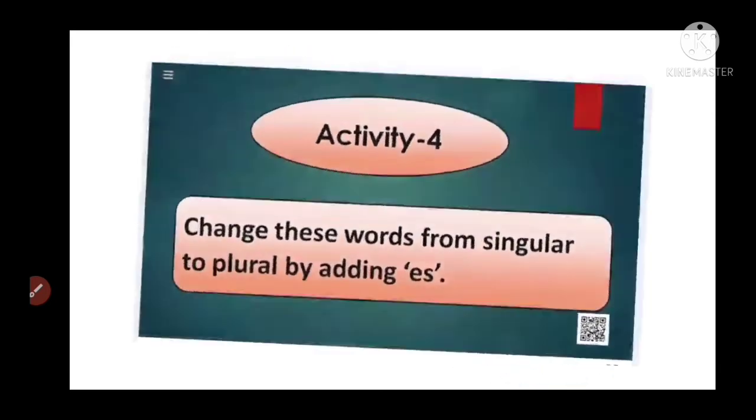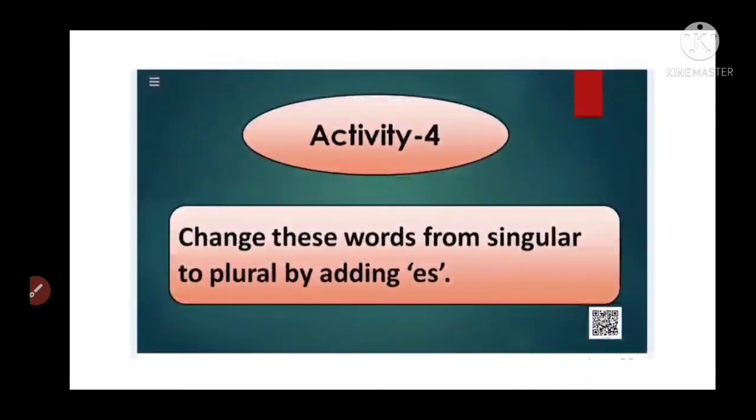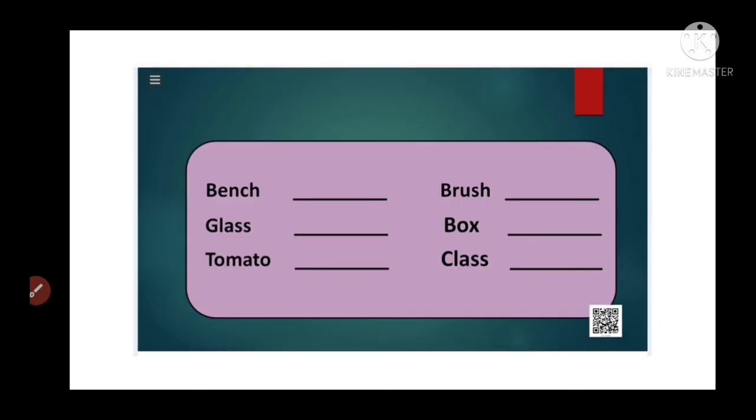This is the fourth activity. Change these words from singular to plural by adding es. In this activity, there are some words given and you have to make the plural form from the singular by adding es. Let us move. Here are some words written in this box: bench, glass, tomato, brush, box and class.